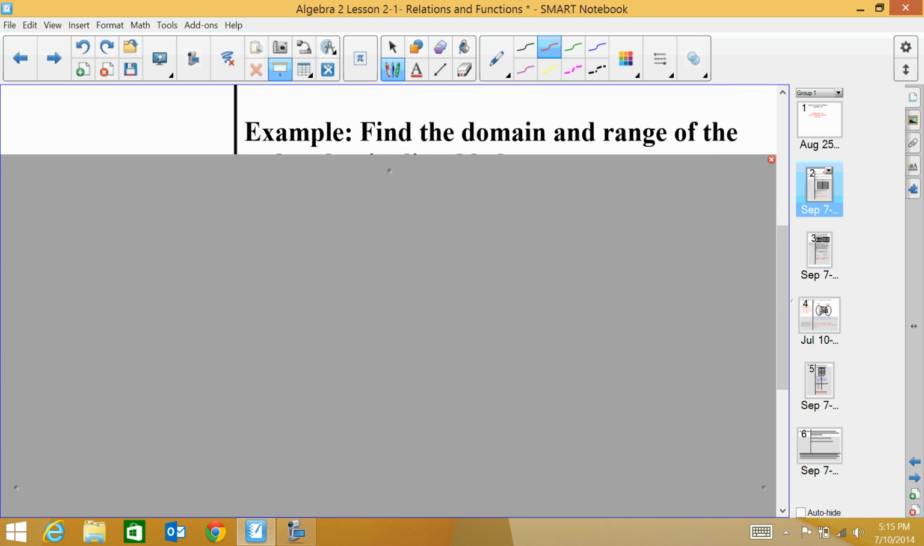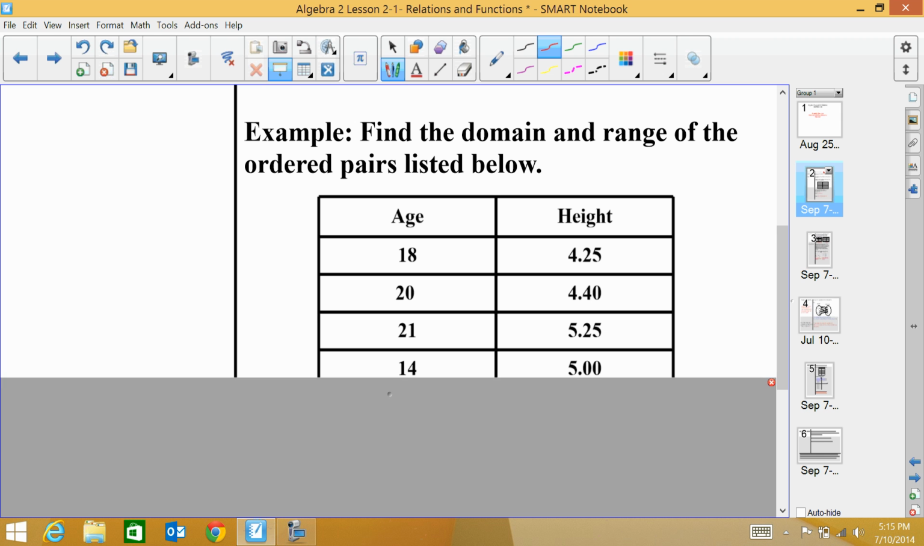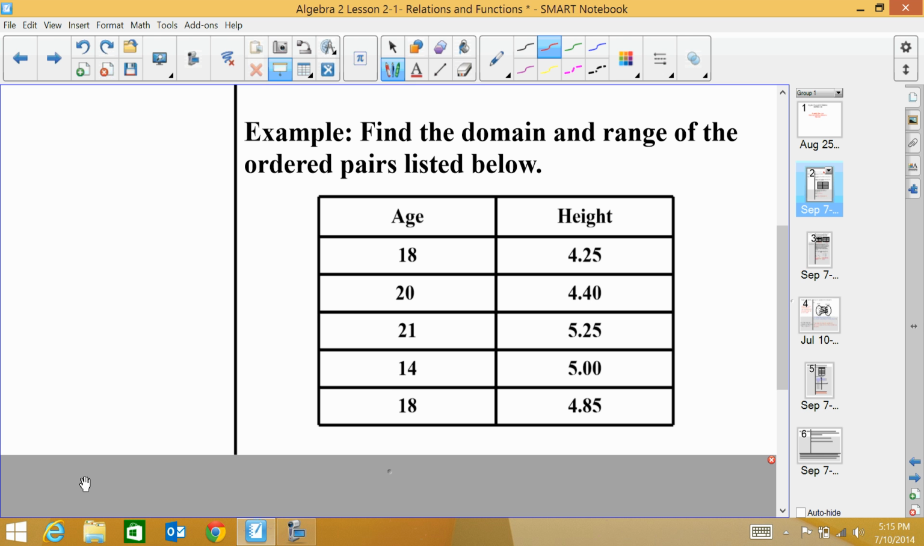So let's take a look at our example. Okay, they gave us some data here and they want us to find the domain and range of the ordered pairs listed below. So we have age and height. Now, whenever they give you a chart like this, the first set of coordinates are your x values and the second set are your y values. Remember the domain was associated with the x values. So over here I'm going to write out our domain.